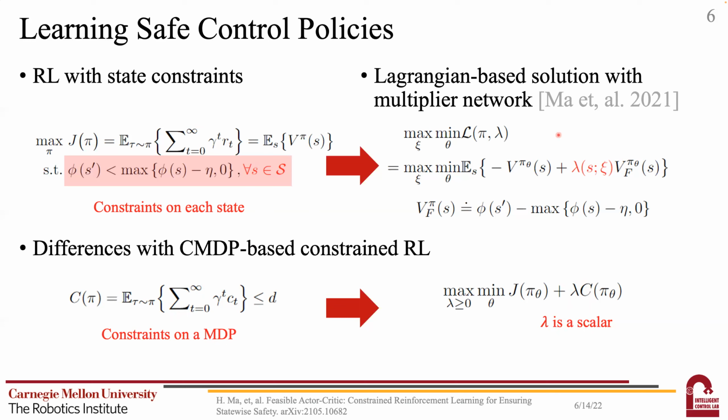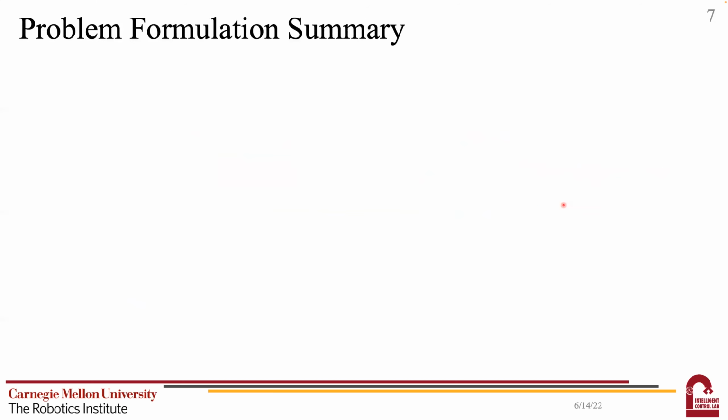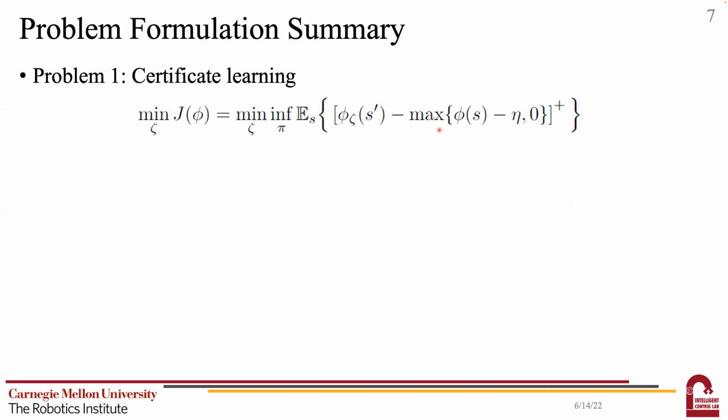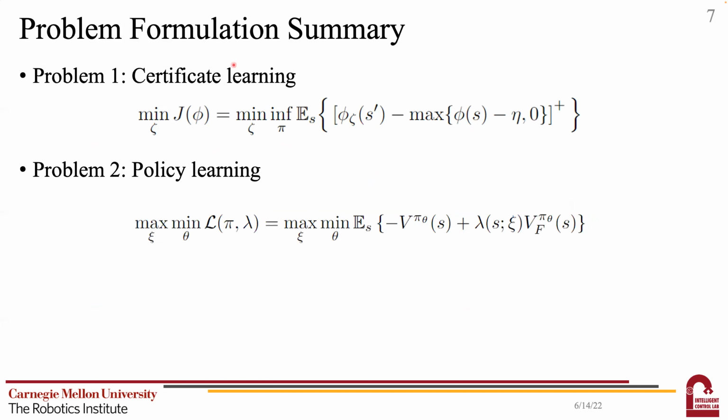However, in our case, the Lagrange multiplier is relevant to states. So we use a neural network to approximate the mapping from the states to their corresponding Lagrange multipliers. Okay, a small summary is that we have two problem formulations. One is certificate learning and the other is policy learning.